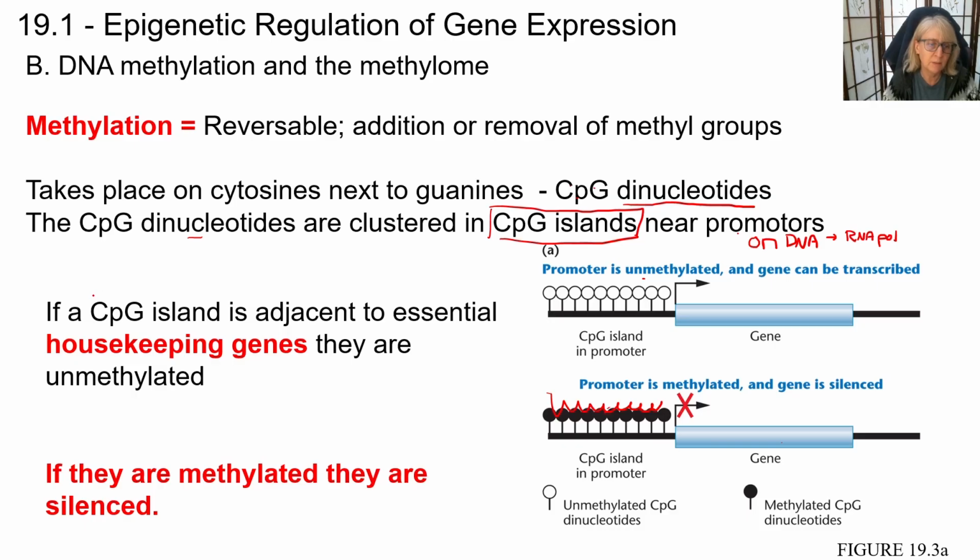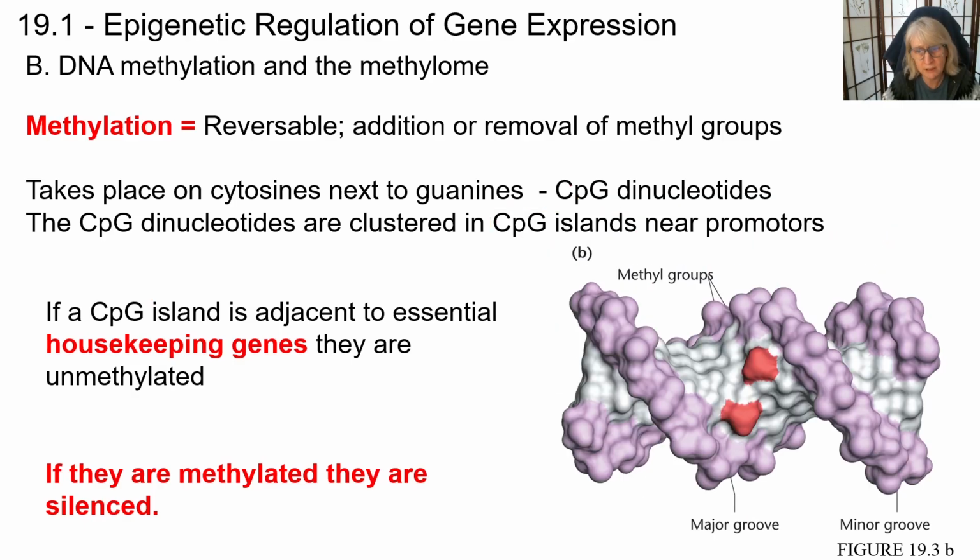It's important, and we kind of talked about this in bacteria, but not in eukaryotes: if you have an island of C's and G's next to essential housekeeping genes, they are always unmethylated. Housekeeping genes are genes that you need to make all the time. If they are genes that we need to turn on and off during the lifetime of the organism, we can methylate them and demethylate them, possibly.